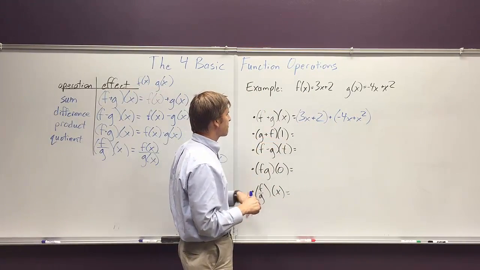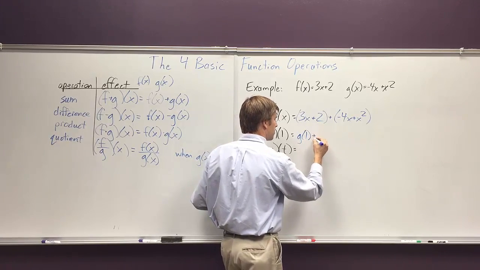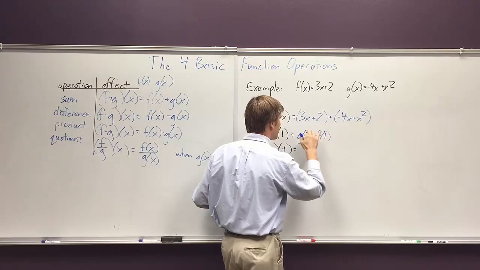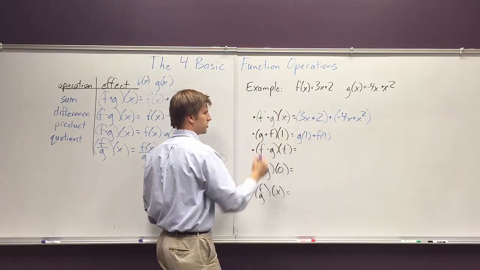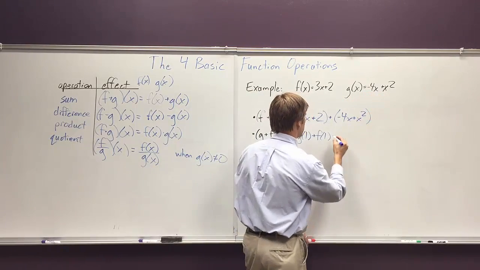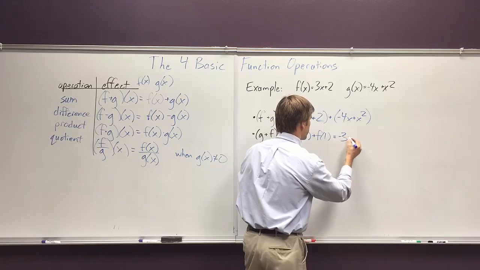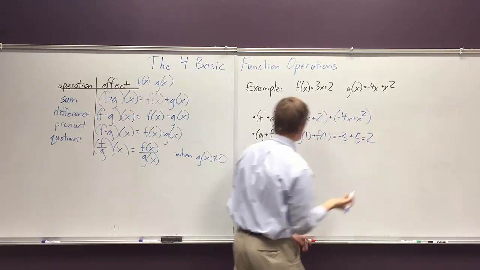G plus f of 1. Here, just for emphasis, I'll write in g of 1 plus f of 1. That's what we need. This is going to be the input for both functions. So g of 1, well, that's negative 4 plus 1. So that's negative 3. Plus f of 1, that's 5. So the answer is 2.